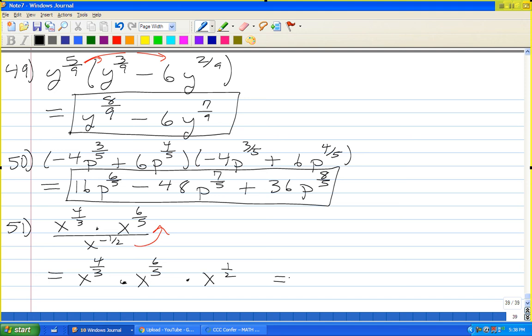In order to add these, I need a common denominator, 30. So multiply by and divide by 10, 6, 15. And so I have x to the 40 over 30, 36 over 30, 15 over 30. Sorry about that.